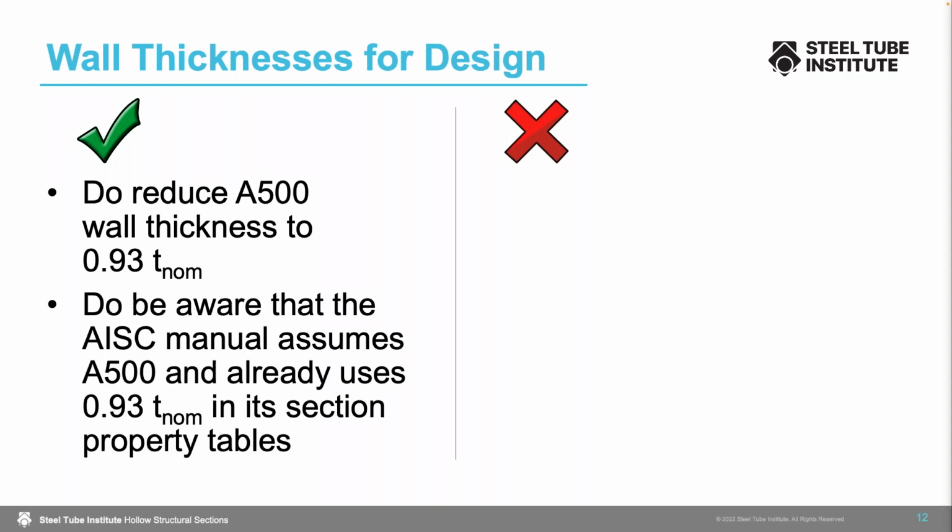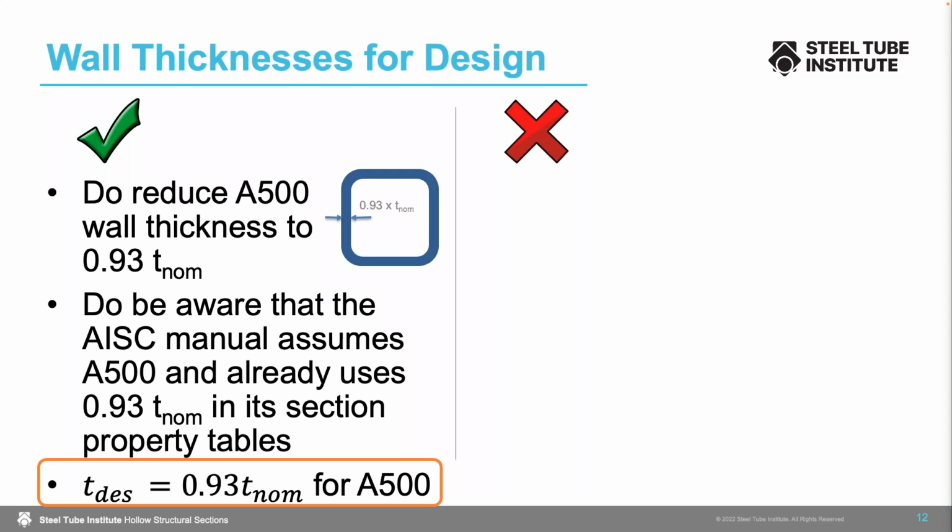0.93 times that nominal thickness. Now, if you are looking at the material properties in the AISC manual, it does assume A500, and you will see a design thickness listed that is already reduced. So it's already the 0.93 times the t nominal. So for example, if you had a tube that was a 4 by 4 by 1/4, the nominal wall thickness would be 1/4 inch, but the design wall thickness would be 0.93 times that, so you're looking at closer to 0.23 inches thickness for your design.